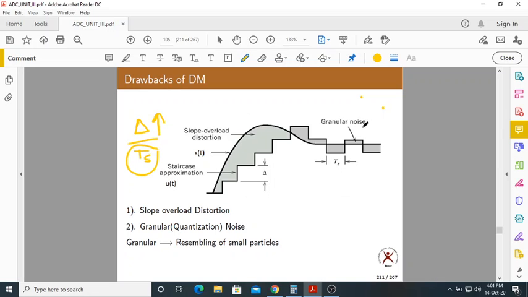So here, what is the reason? The slope of the staircase is more than the slope of the given analog signal. So we have to decrease the slope of the staircase. How to decrease? By decreasing delta. So that's why the remedy for the slope overload is increasing delta. The remedy for granular noise is decreasing delta. So they are contradicting each other.